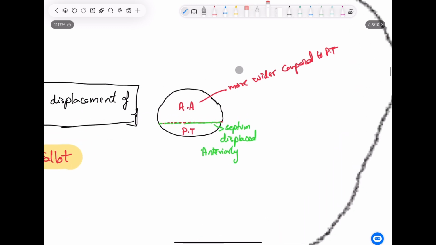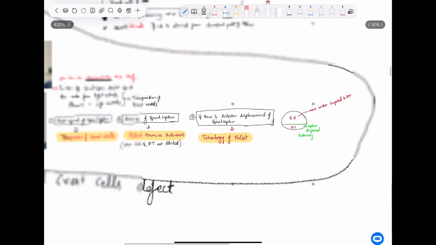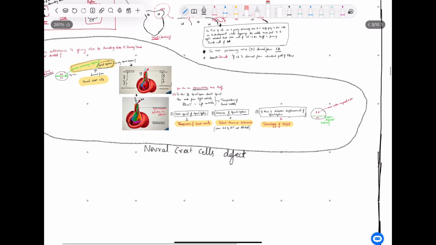What happens here? The ascending aorta is wider compared to the pulmonary trunk because the septum is displaced anteriorly. So transposition of great vessels, patent truncus arteriosus, tetralogy of Fallot, all these are neural crest cell defects.